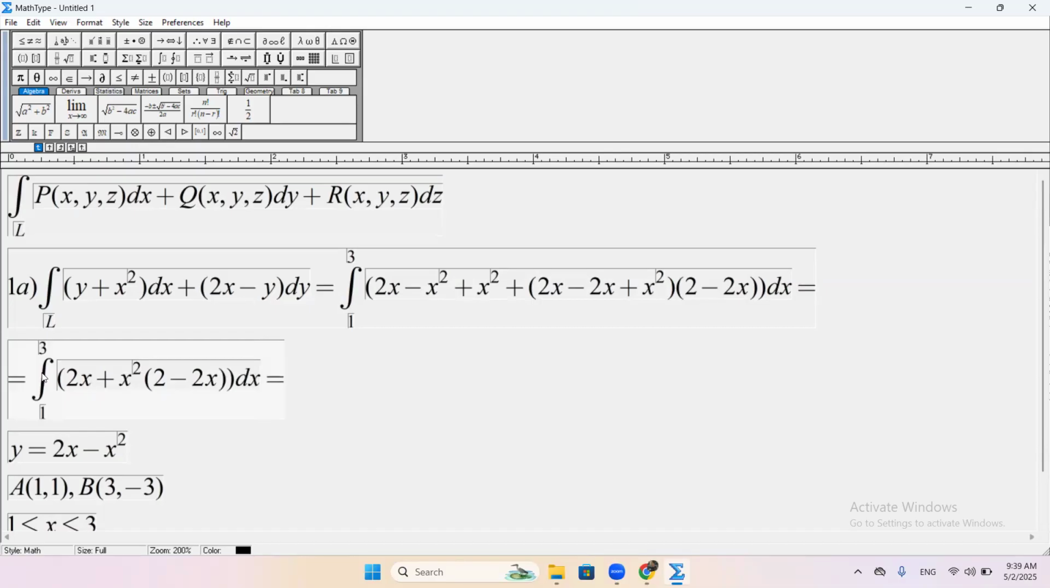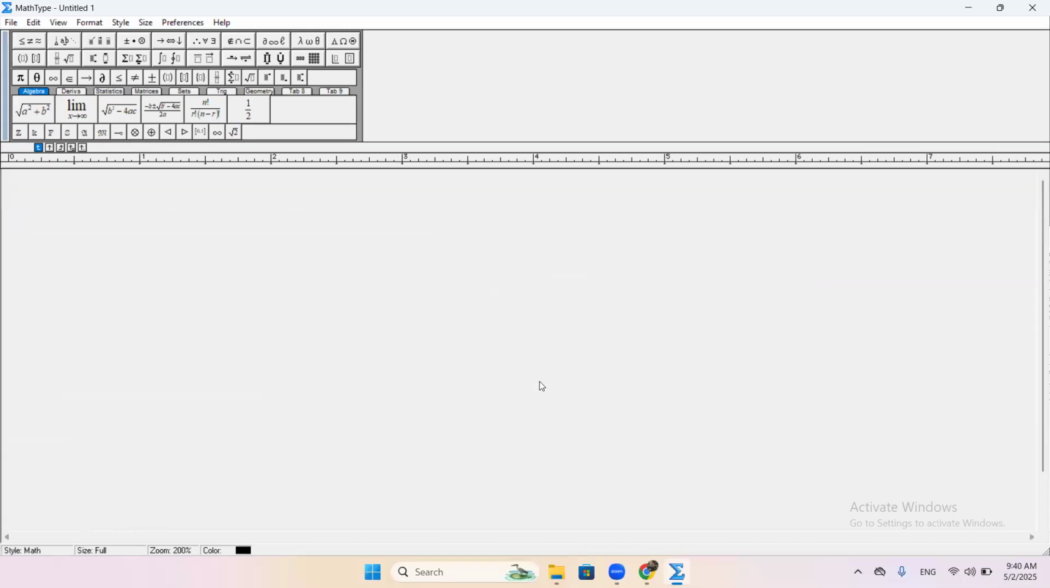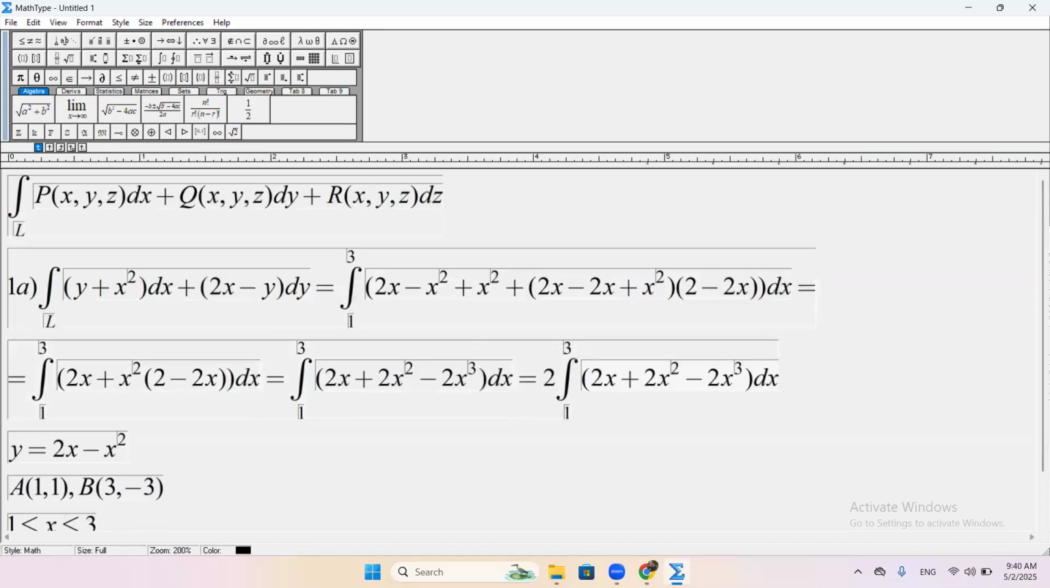Now let's expand the brackets. So 2x plus 2x squared minus 2x cubed. Okay, let me also move 2 out of the integral sign. And now we will integrate, finally.